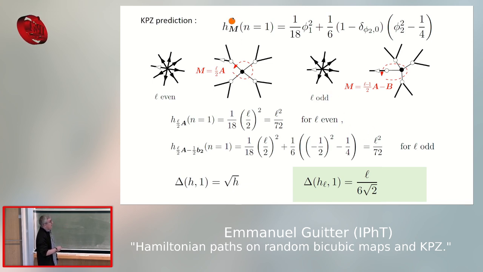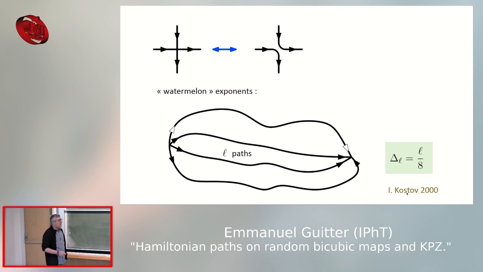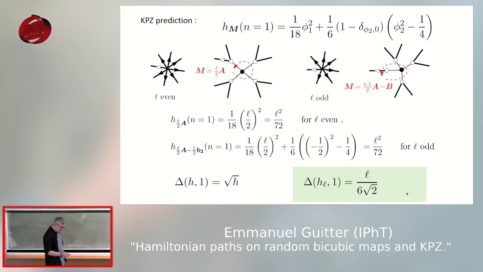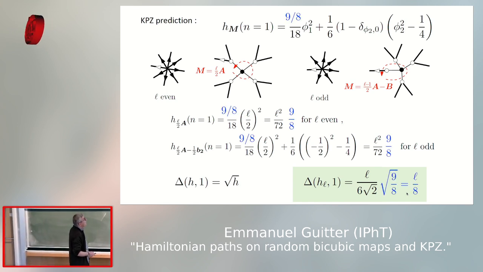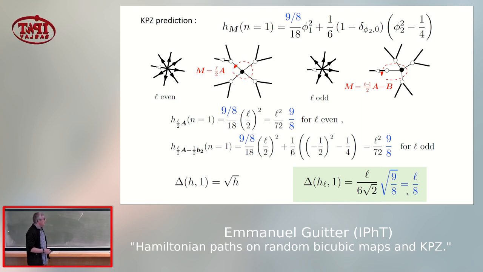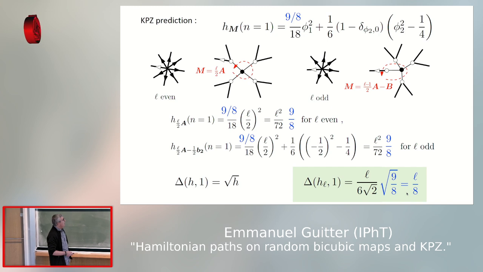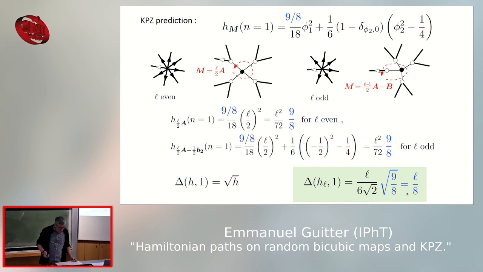And if you compute the dimension H for L even or for L odd, now you use this formula, and what you get is this quantity, L squared over 72, for both L even and L odd. And the KPZ formula for central charge 1 tells you that delta is the square root of H, so you get L over 6 square root of 2, instead of L over 8. So we have a problem here, and a simple way to solve this problem is just to replace this 1 here by 9 over 8. So if you change this 1 by 9 over 8, then you recover the correct results. So don't ask me why we should do that, but if we do that, it works.